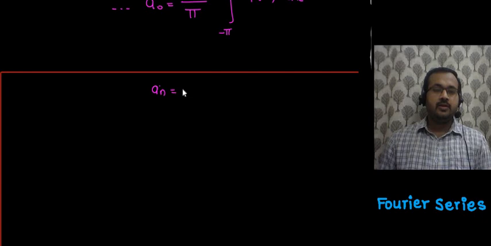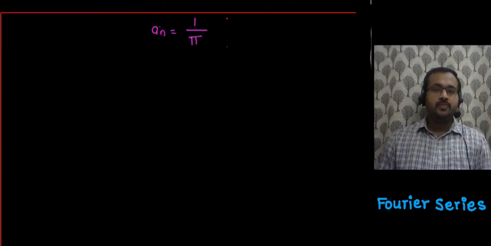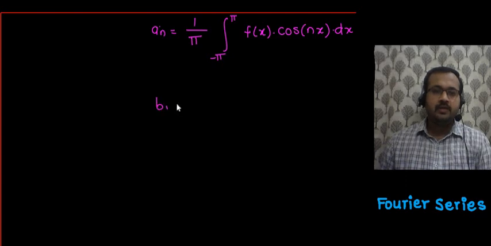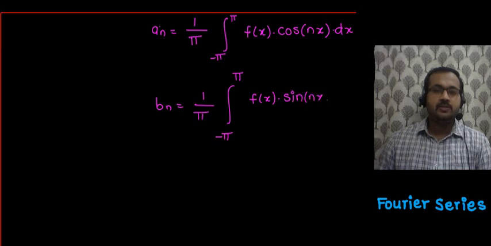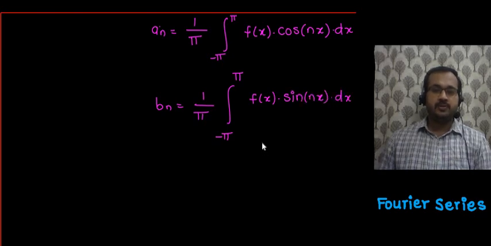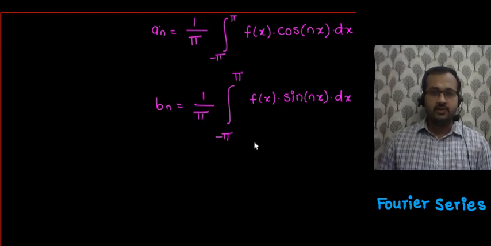We consider an is equal to 1 upon pi integration minus pi to pi f of x multiplied by cos nx, integration with respect to x, and bn is equal to 1 upon pi integration minus pi to pi f of x multiplied by sin nx, and this integration with respect to x. So this is the general case. Here we have considered the original interval minus pi to pi.